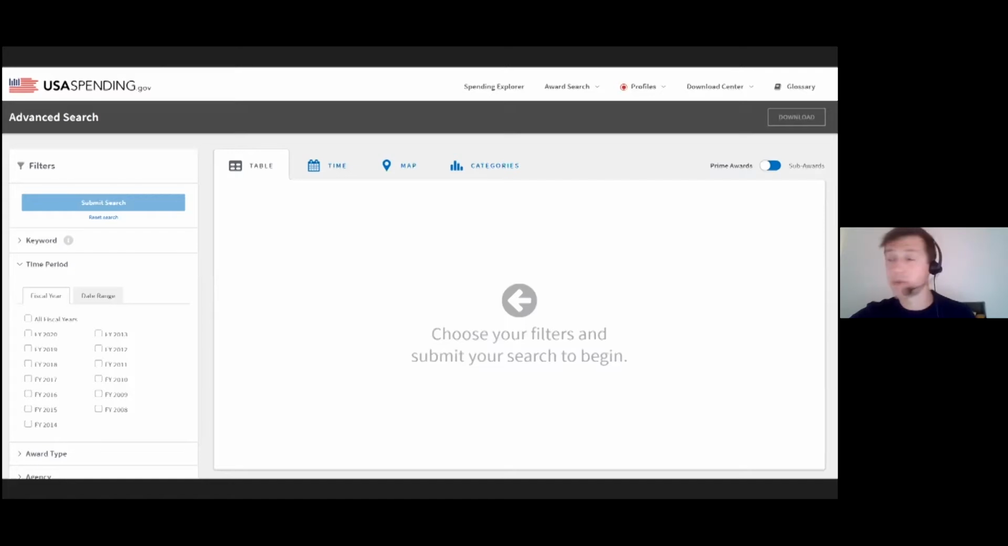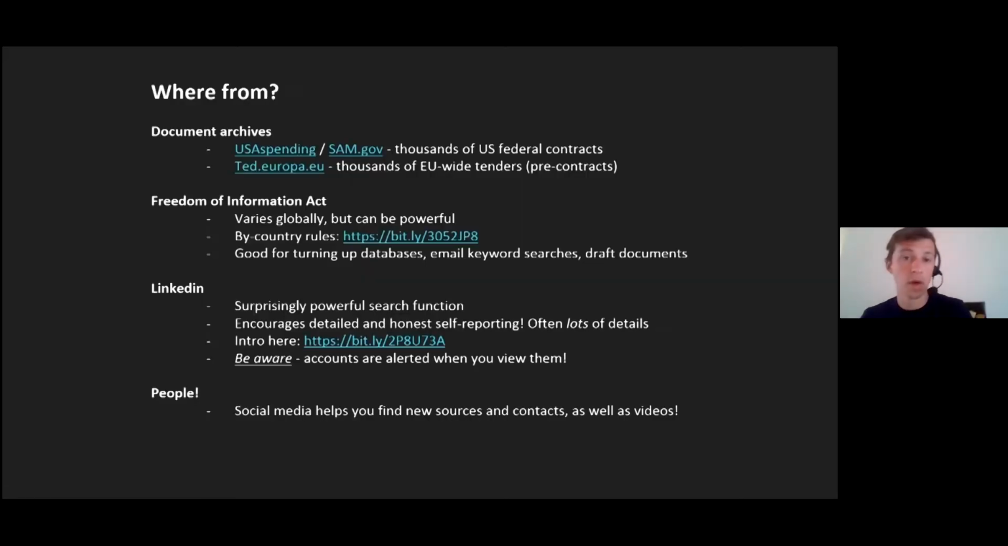This is USA Spending, for example. It's a really useful database. You can submit keywords. You can narrow down your contract requirements by year. And it can be a really powerful tool.